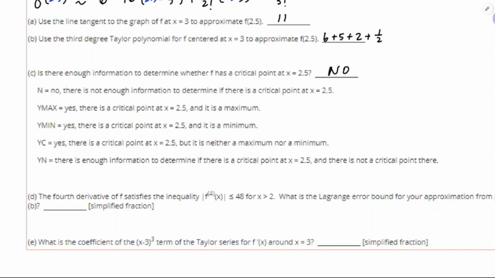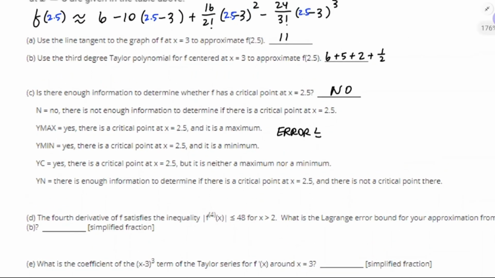And so, let's see, part B, the fourth derivative of f satisfies the inequality that the absolute value of f's fourth derivative is less than or equal to 48 when x is greater than 2. Let's see, Lagrange error bound for my approximation from part B. Okay, so I'm looking for an error, which will be less than or equal to something. I used a third degree, so n equaled 3. It was centered at x equals 3, and the approximation point was 2.5.